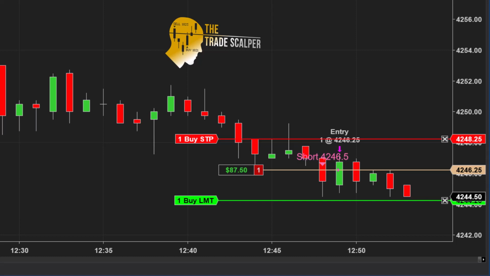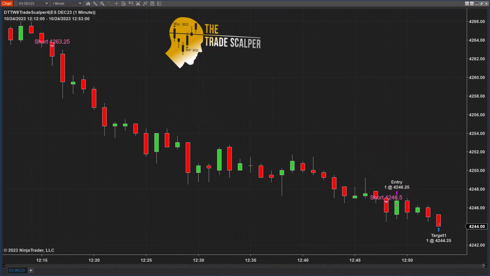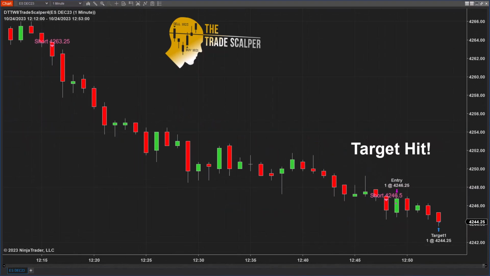So in this case, 2 points, 8 ticks, $100, and it was hit. So this is another trade that was successful for today. There's a number of short trades that were all winners, all successful.